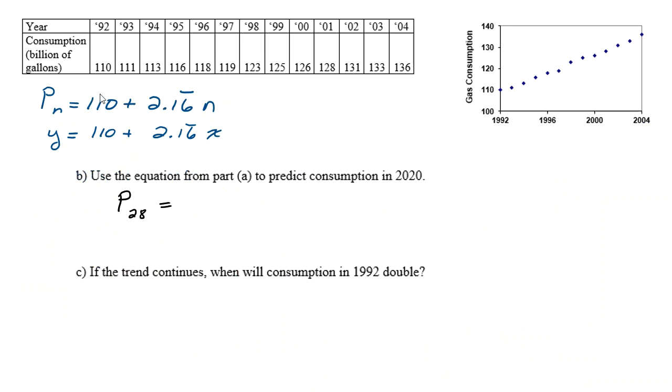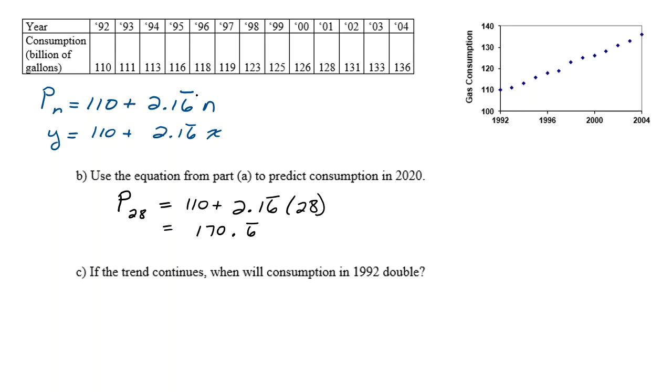By our formula right here, we started with 110 gallons in consumption. This is where the rounding would really make a difference, times 28 years. So when you punch this into your calculator, just put a whole bunch of 6s in there, right? Like 110 plus 2.166666666 times 28. And I get 170 point a whole bunch of 6s.